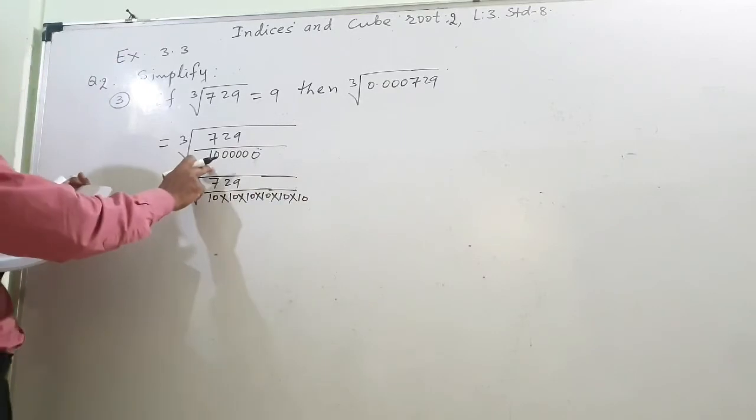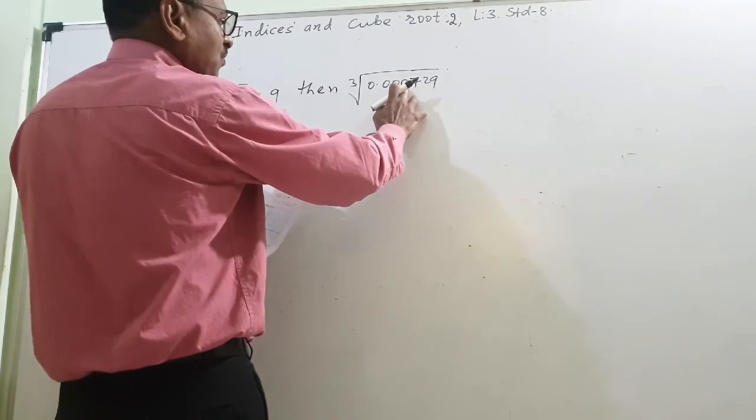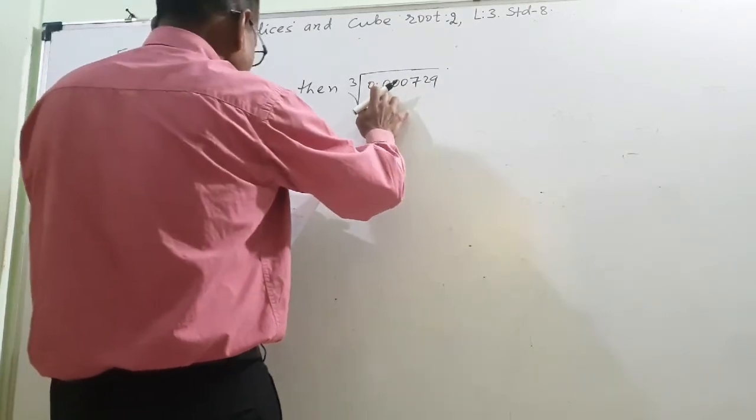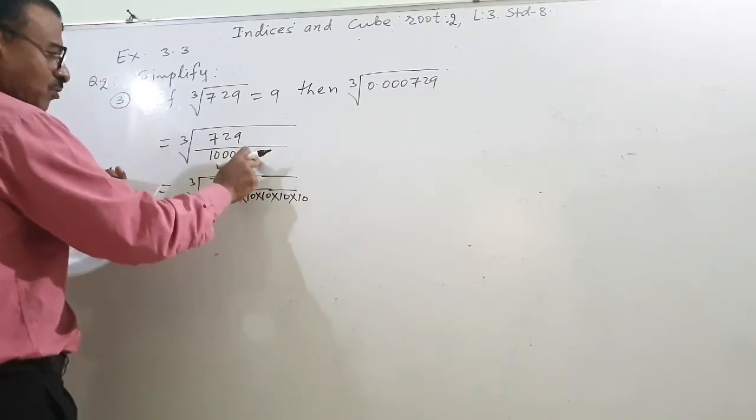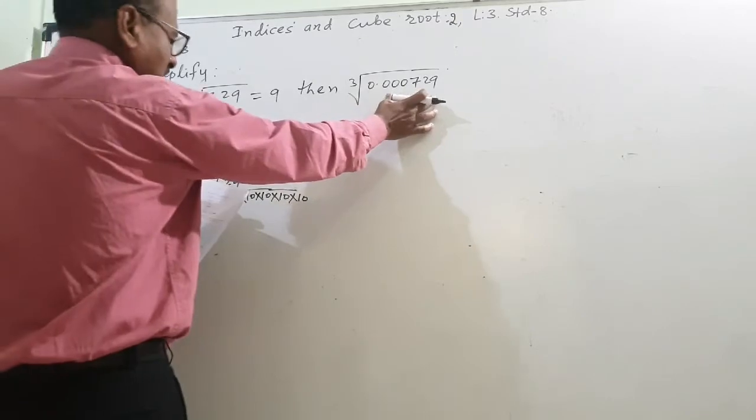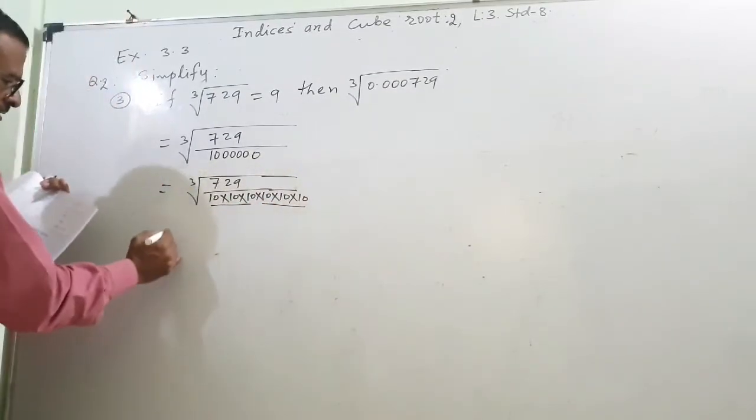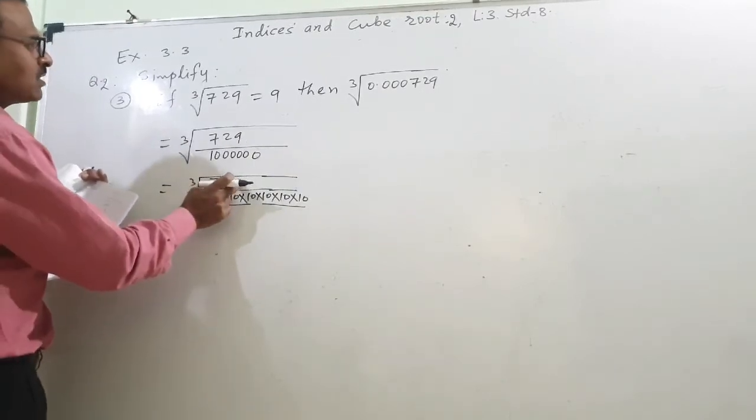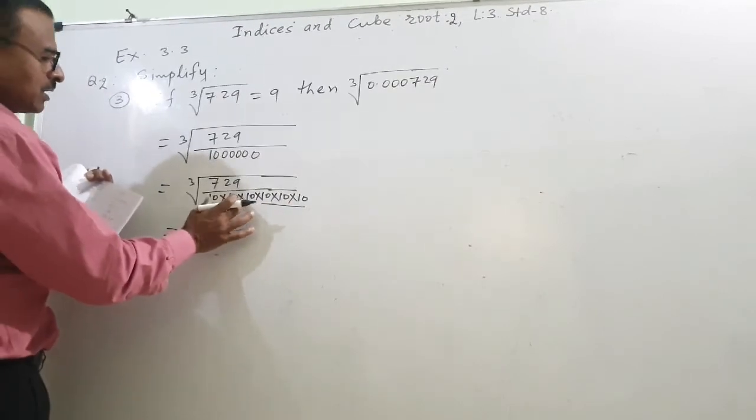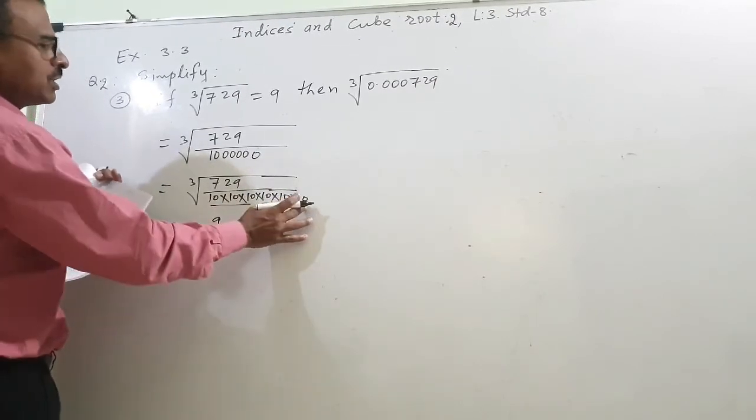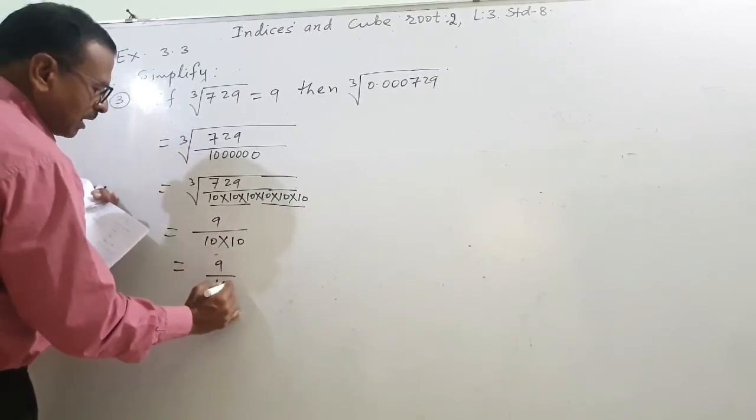You have understood this. Upon 1, I have written 1, 2, 3, 4, 5 and 6. I have counted this number, and on 1 give that many zeros. How many zeros? 6 zeros, because this is 6. So this I will make the groups like this. So that is equal to, now of this is what? 9 upon 10 into 10, that is equal to 9 upon 100.